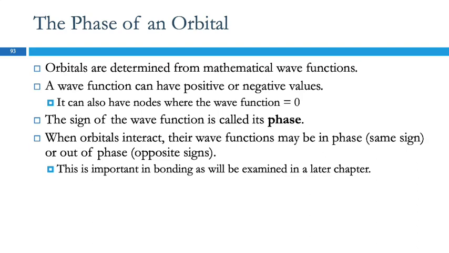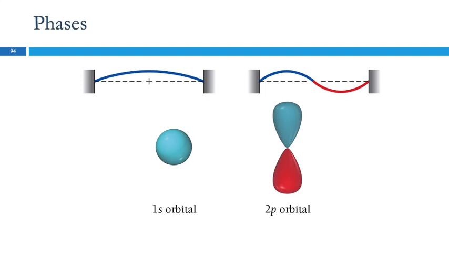So for the s orbital, the 1s orbital doesn't have a node, and so here we see it in a positive phase. The p orbital has a node in the middle, and so one side is positive and the other is negative phase. And so if these things overlap, they can reinforce each other or they can cancel each other out.